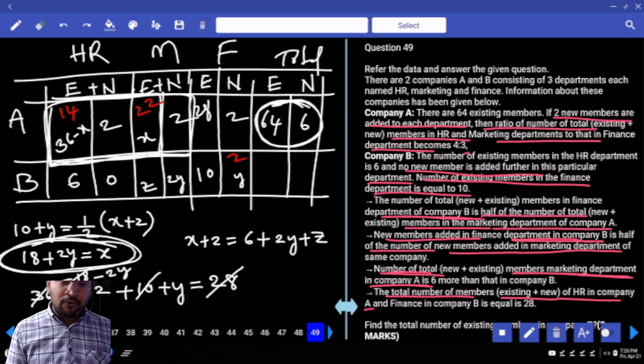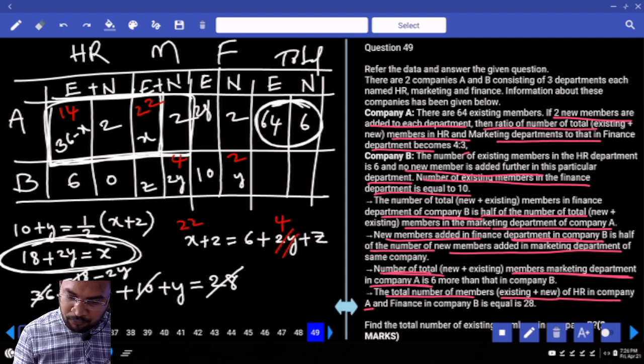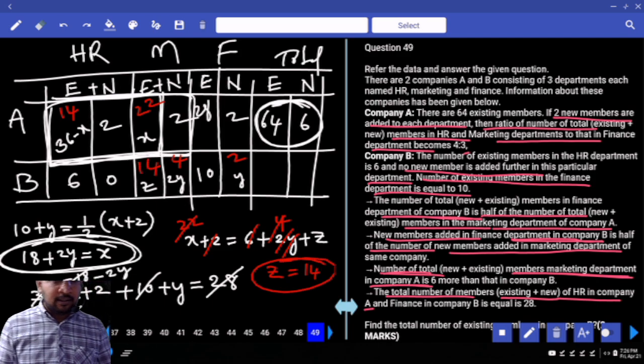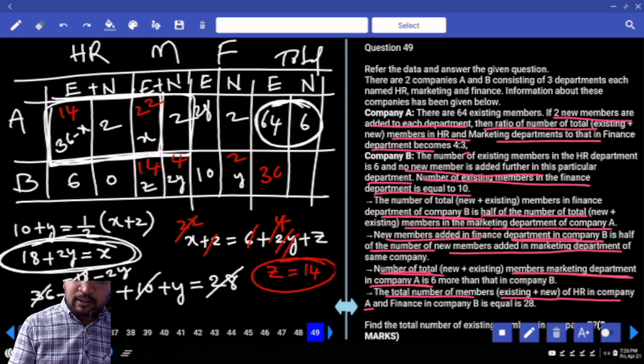If x is equal to 22, 36 minus x is 14. Now we need z also. In place of x, keep 22. 2y is 4. 4 plus 6. If you subtract 10 from 24, we get 14, so z is equal to 14. I think all values are filled. Now tell me, total existing members of company B is how much? 6, 14, 10: 30. So new members are 6, total it is 36.